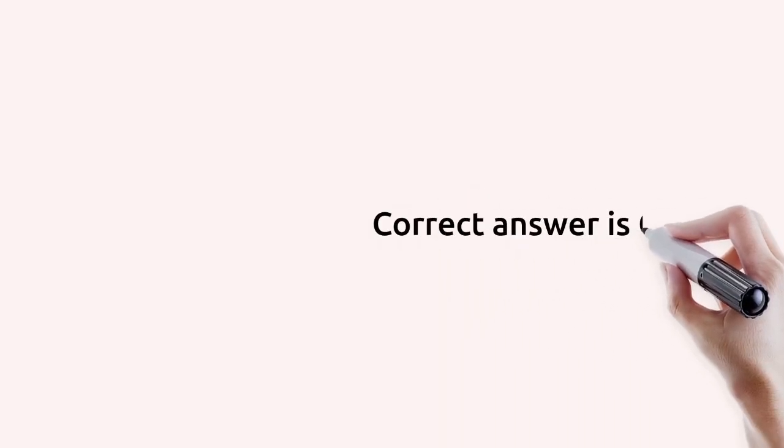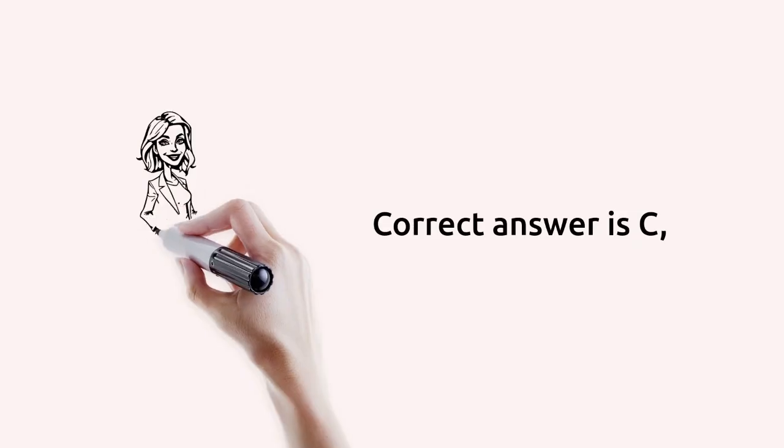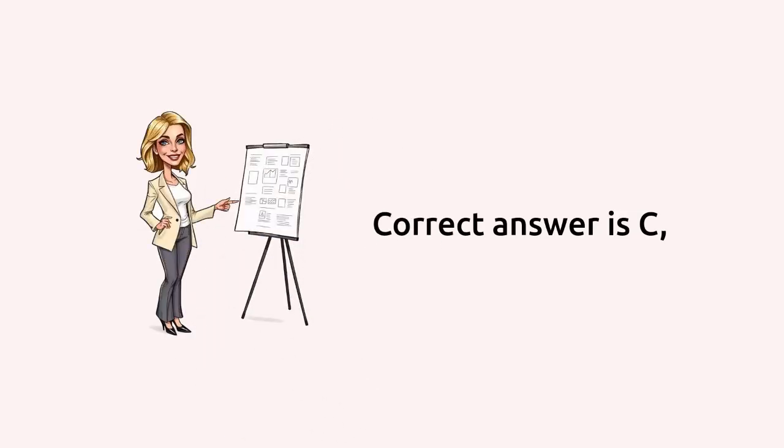The correct answer is C. The Health Insurance Portability and Accountability Act, or HIPAA. This U.S. regulation is specifically designed to protect the privacy and security of patient health information. Here's a quick review. PCI DSS is for credit card data, not health records. GDPR is a broad privacy law for Europe, and SOX governs financial reporting and corporate accountability, not healthcare data.